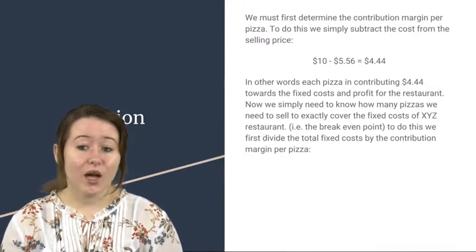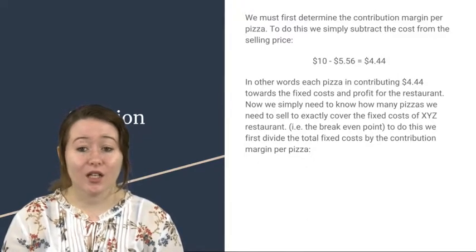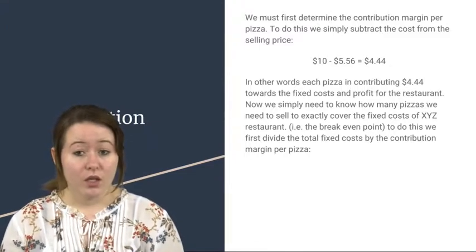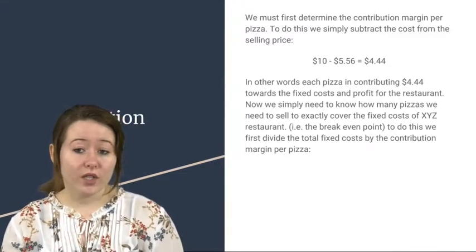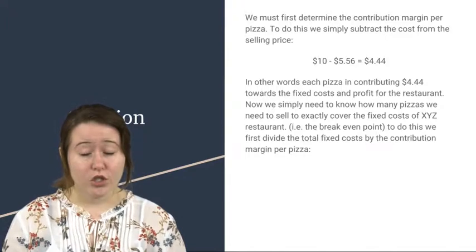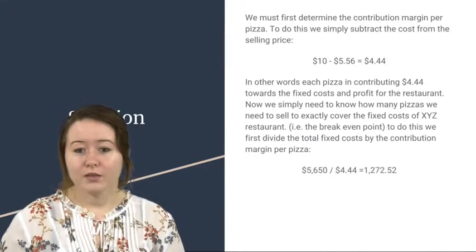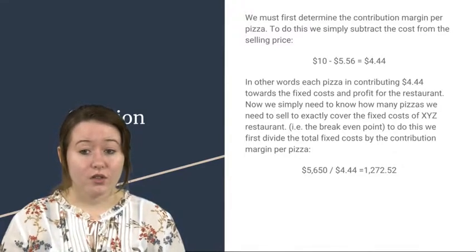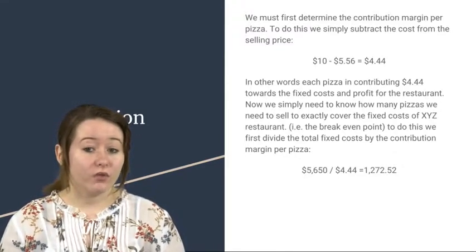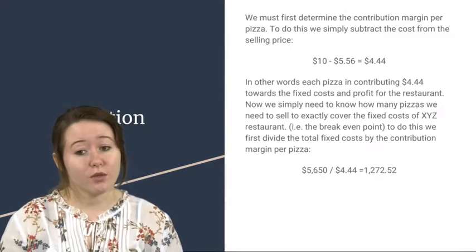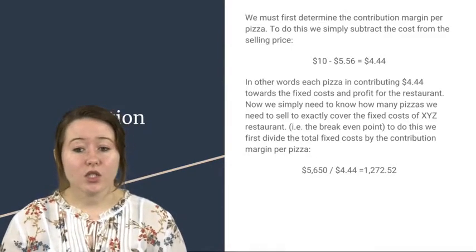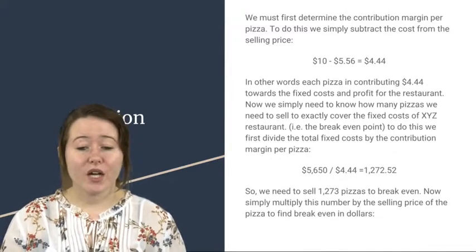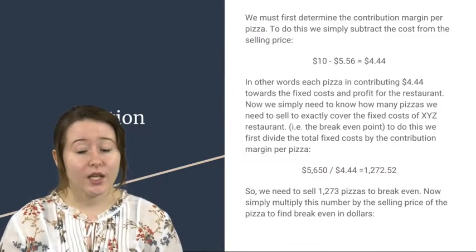Now we simply need to know how many pizzas we need to sell to exactly cover the fixed costs of XYZ Restaurant. In other words, the break-even point. To do this, we first divide the total fixed costs by the contribution margin per pizza. So our total fixed costs were $5,650. We're going to divide that by the $4.44 we came up with for our contribution margin, and that'll give us $1,272.52, which means we need to sell 1,273 pizzas to break even.